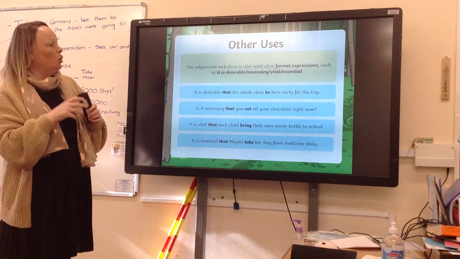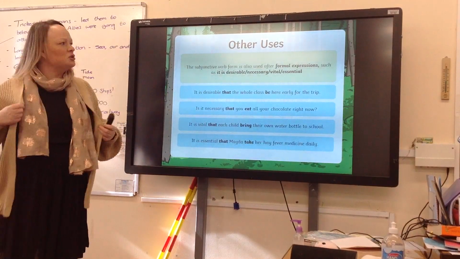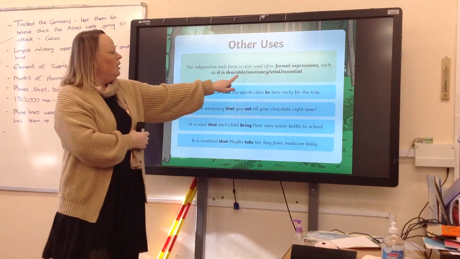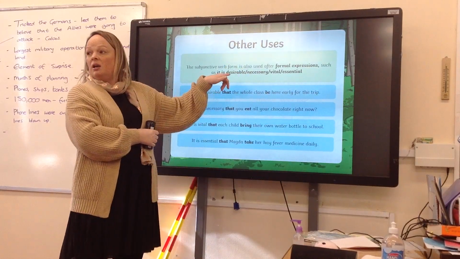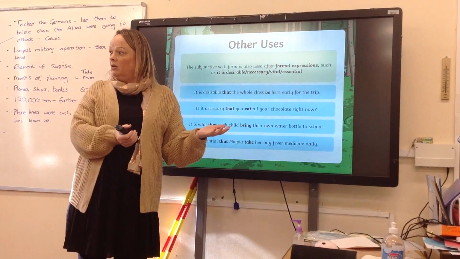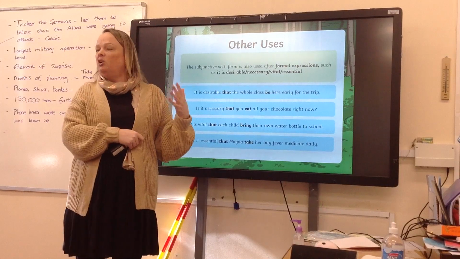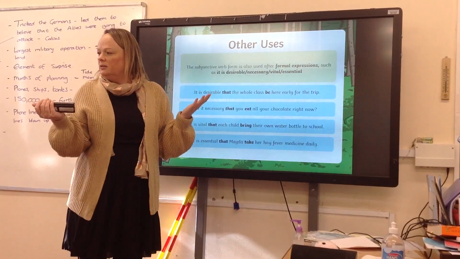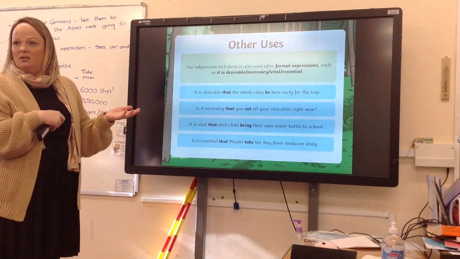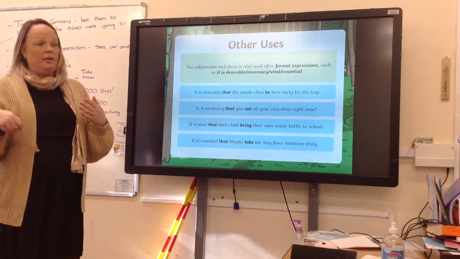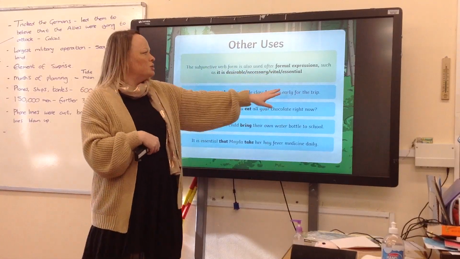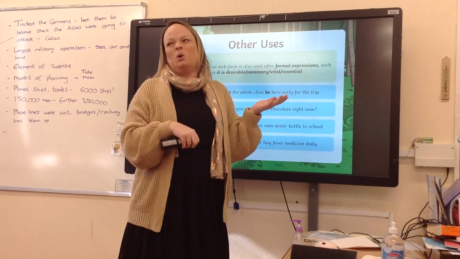The subjunctive verb form is also used after formal expressions such as it is desirable, necessary, vital, essential. Look at those words. I'm not sure about desirable, but you could talk about the weather. It is desirable that we proceed on a full moon. Or it is desirable that we proceed when the moon is full and the tide is in our favour. Necessary? Things were necessary for the plan to work, weren't they? And the same with vital. Vital is a really good word, isn't it? It means so important, and essential is a very similar word as well. We come across those words quite a lot in World War II.